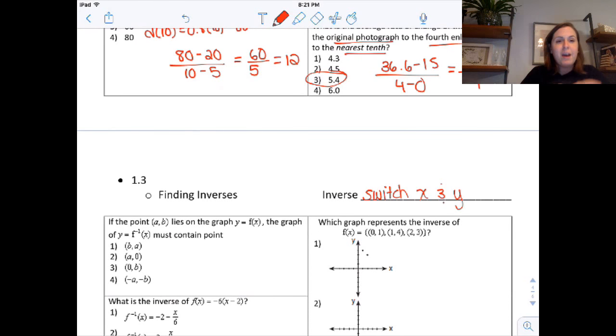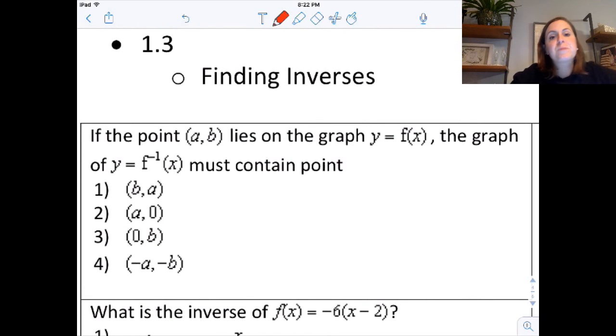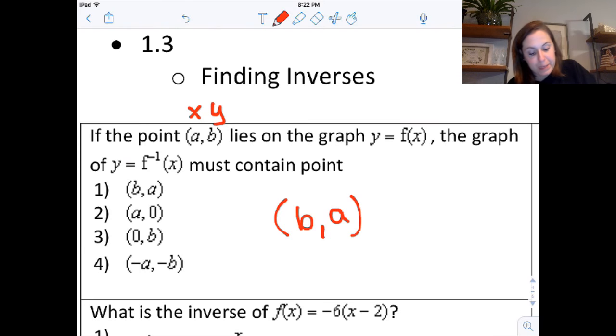So let's look at this first problem, and I'll zoom in a second. There we go. If AB lies on the graph of y equals f of x, then on y equals f inverse, what point must it contain? So remember that that's your x and that's your y. Well, what do inverses do? They switch x and y, so this would be BA. Again, just seeing if you understand the concept of an inverse.